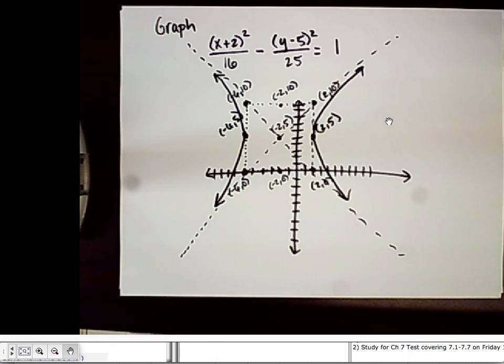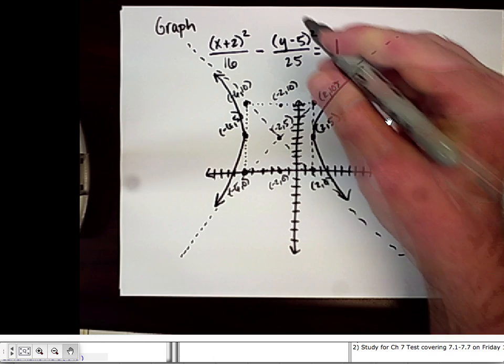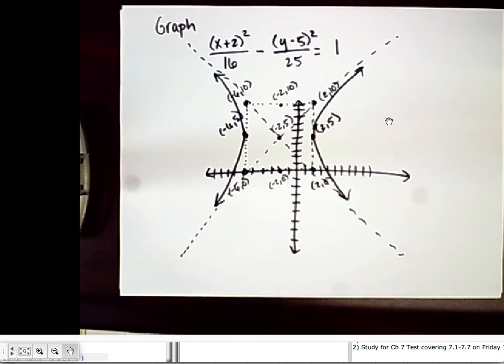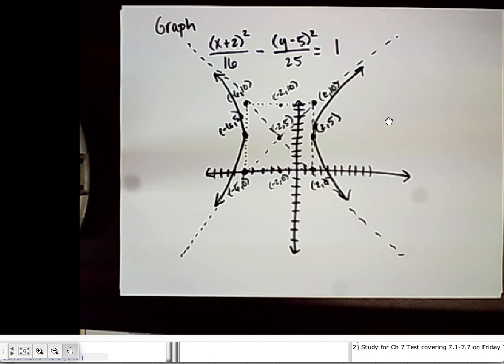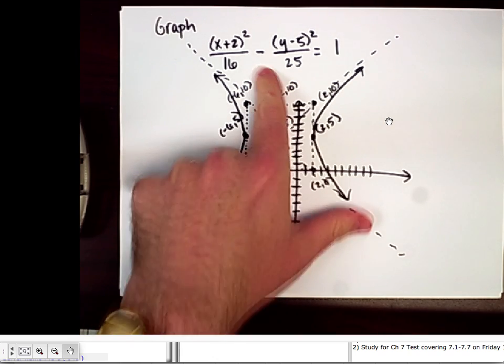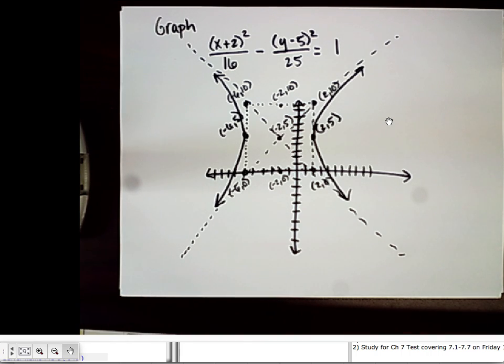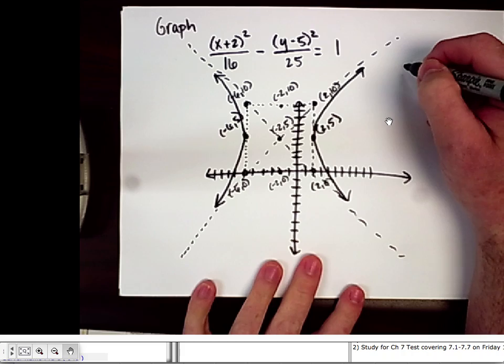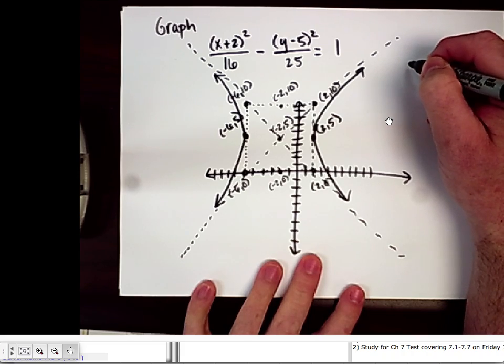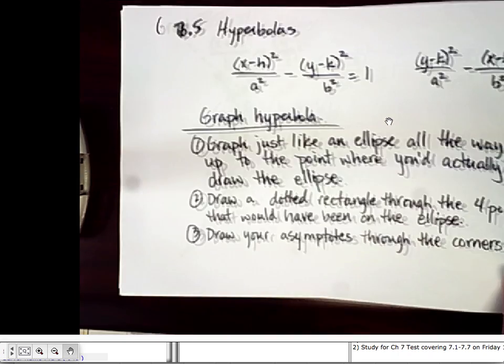Okay? What was the formula for finding the foci when it was an ellipse? a squared minus b squared, right? So ellipse was plus, but it was a squared minus b squared. Hyperbola is a minus, so it's a squared plus b squared. Pythagorean theorem. Okay? So you have, actually, let me finish this.